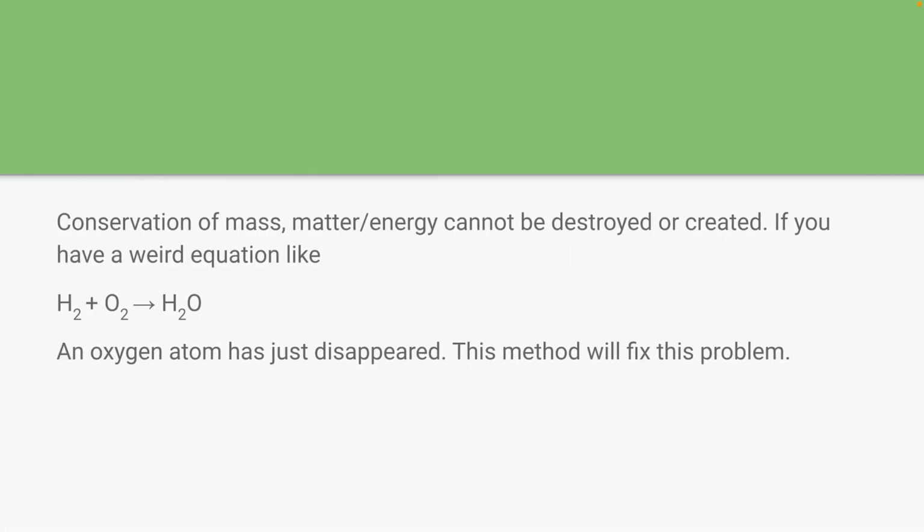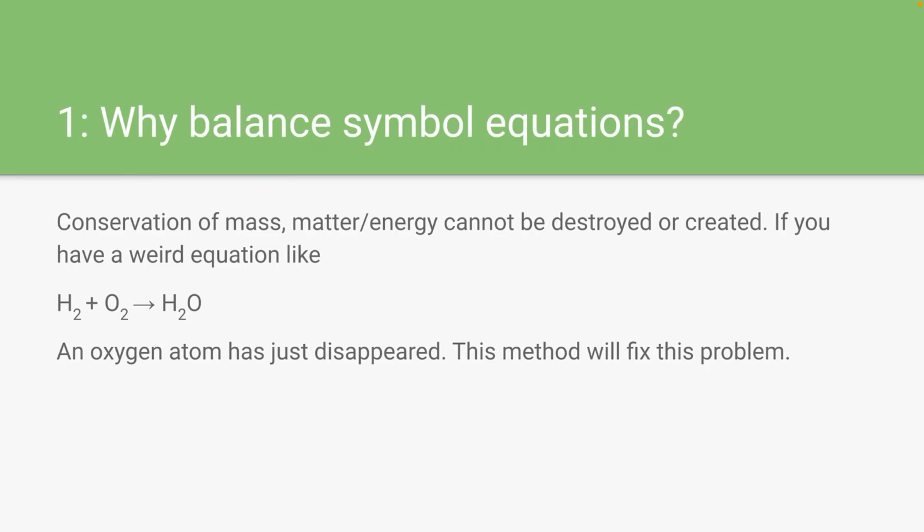So first, why balanced symbol equations? Conservation of mass, that's the big rule. Stuff can't be destroyed or created. So if you have a weird equation like H2 plus O2 creates H2O, you've just lost an atom of oxygen. You can't do that in the real world. So this method is to solve that.